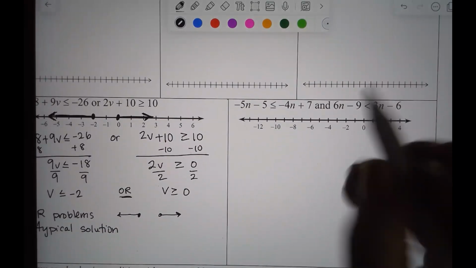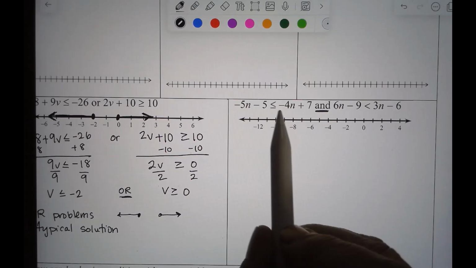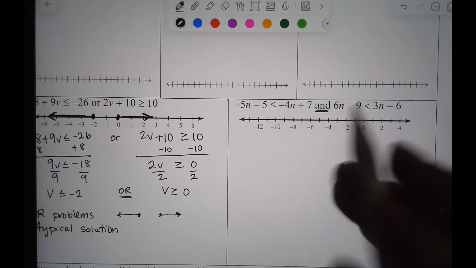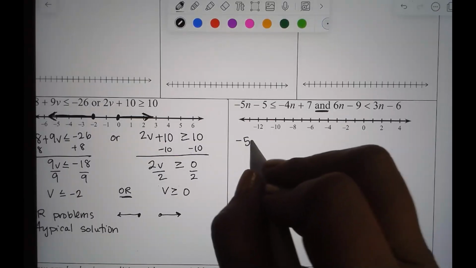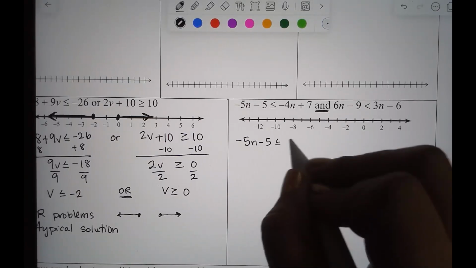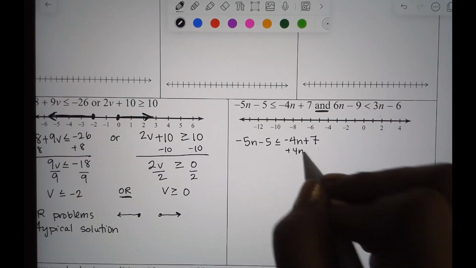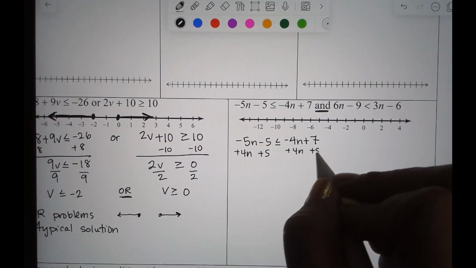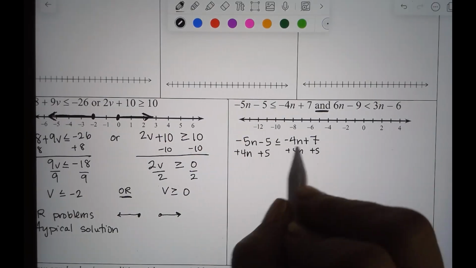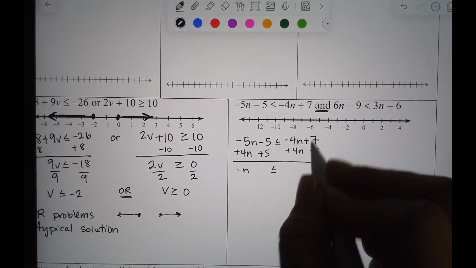When we do this one, we have the word and. When we're doing and, these are numbers that have to make this and this true. So it has to make both parts true. They're going to be the overlapping regions, but we again still solve this individually. So I'm going to add 4n. At the same time, I'm going to add 5. Just so I can move all my variables to one side and all my constants to the other side.